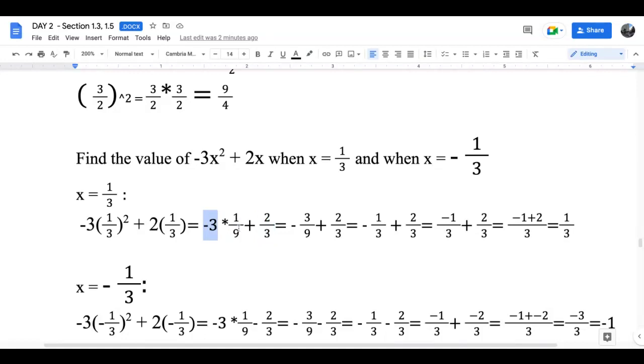Negative 3 times 1 over 9 is negative 3 over 9, plus 2 over 3. We need a common denominator. So 3 over 9 is equivalent to 1/3. Negative 1/3 plus 2 over 3. We have a common denominator 3, so we just add the numerators. Now we move this negative sign to the numerator, because the denominator is just positive 3. So we get negative 1 plus 2, which is just 1. So in the end you get 1/3.